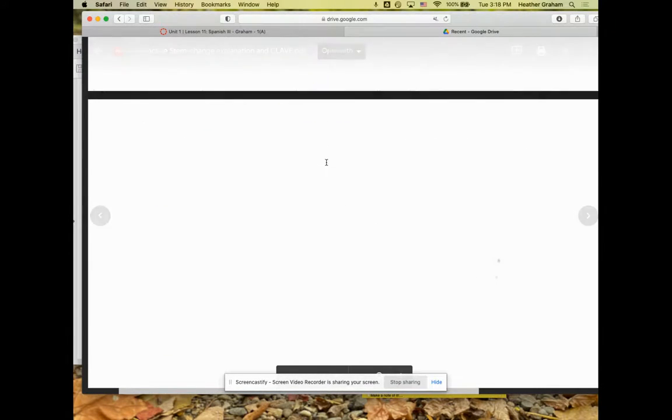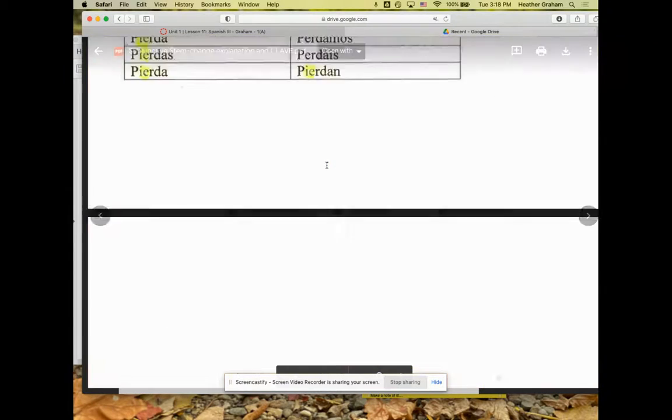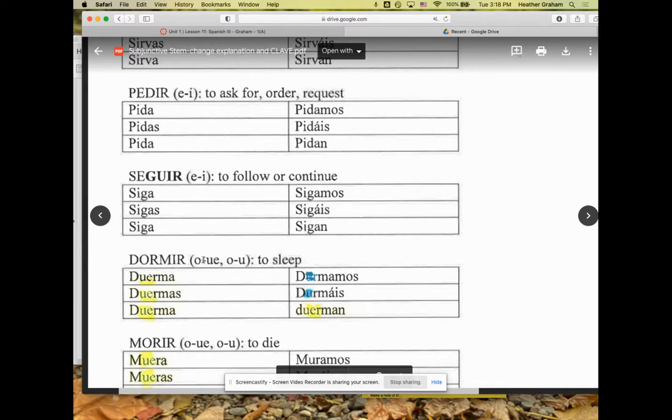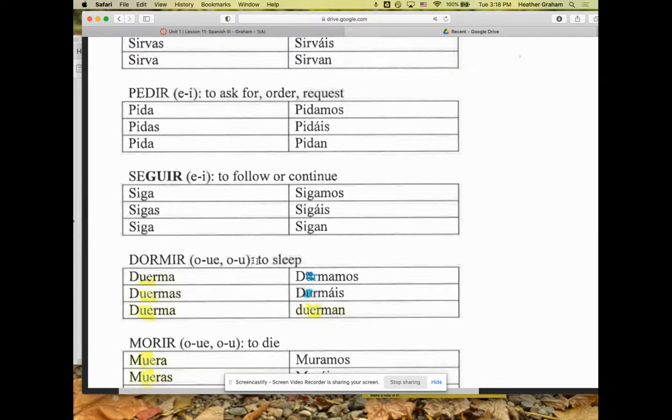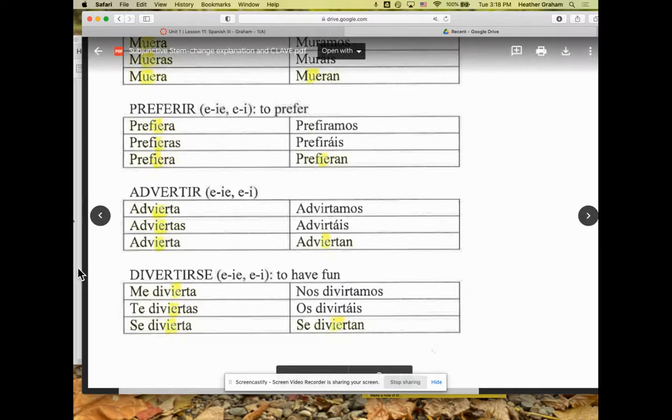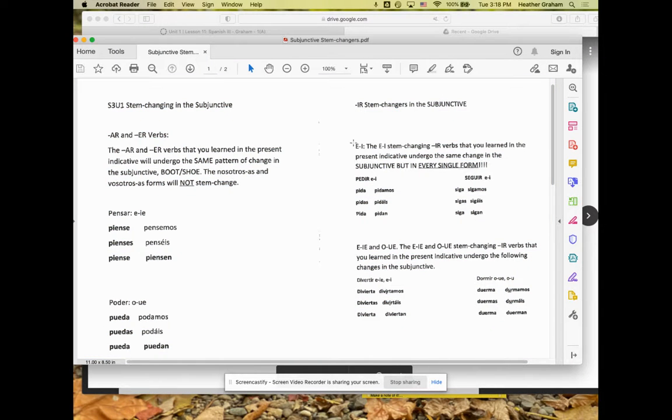So if we want to see the word dormir, here's an example. Dormir is going to change O to UE inside the boot to duerma, duermas, duerma, and then duerman. Outside the boot is going to be O to U, so we have durmamos and we have durmáis. I will give you actually all the answers once you take the time to go through these from watching this video. The nice thing about a couple of these words, like pedir and seguir that you get from your handout here, is that they change E to I normally, but they also change E to I outside the boot.